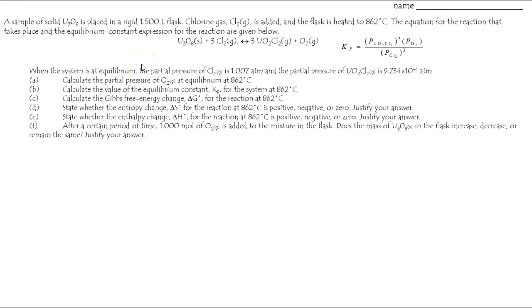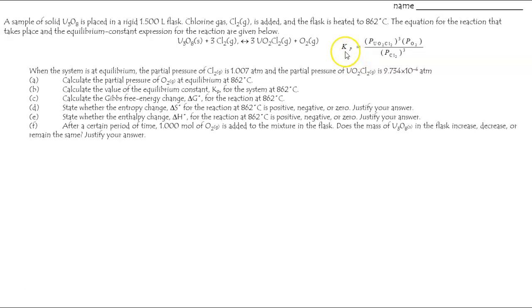Here we have a released free response question for AP Chemistry that regards energy. We have a sample of solid uranium oxide in a 1.5 liter flask, and we're adding chlorine to it. We then also heat it up very hot. The reaction is subject to equilibrium, and it produces some UO2, Cl2, as well as some oxygen gas.